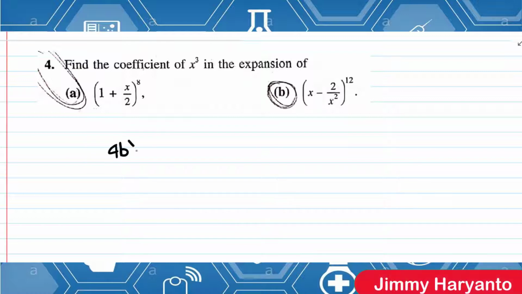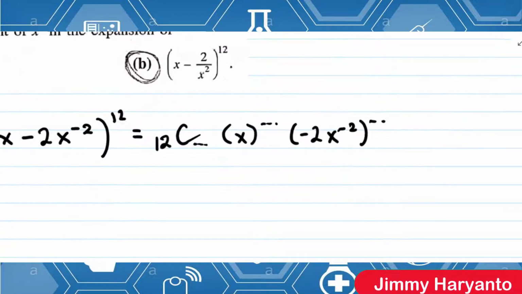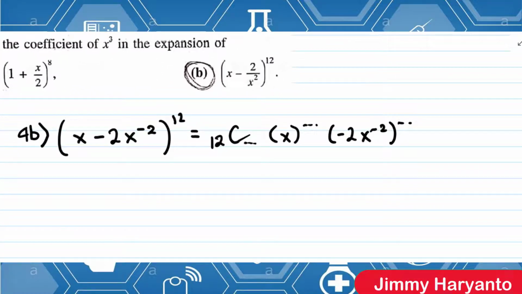For b, it's a little bit difficult. It will be (x minus 2 over x squared) to the power of 12. I will write it like (x plus negative 2 x to the power of negative 2) to the power of 12. So the coefficient of x cubed will be 12C something, and then x to the power of something, times negative 2 x to the power of negative 2 to the power of something. But this time we cannot put the numbers directly because we don't know the numbers yet, and it's a little bit difficult to guess. So I will put p right here, and then this one will be 12 minus p.